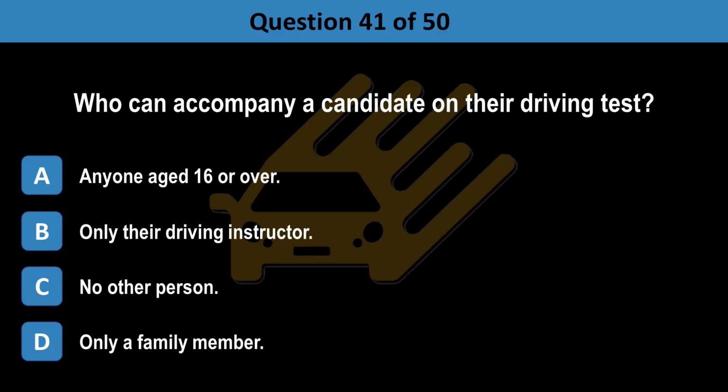Who can accompany a candidate on their driving test? A. Anyone aged 16 or over. B. Only their driving instructor. C. No other person. D. Only a family member. The correct answer is A. Anyone aged 16 or over.